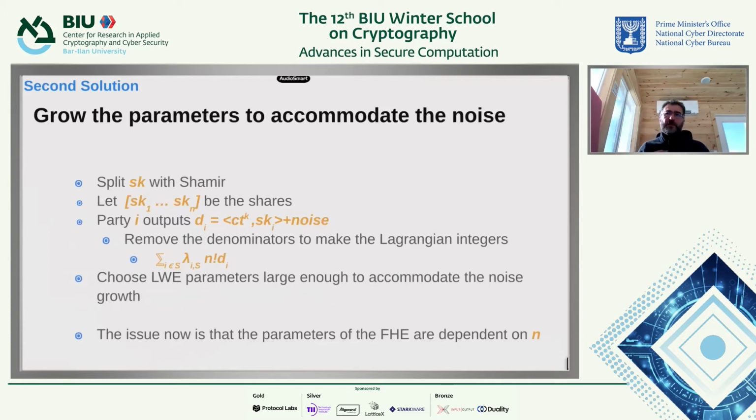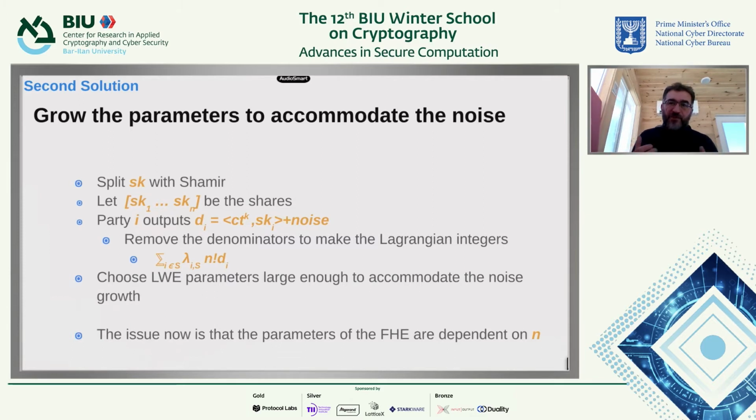The other option is very similar to the factorial trick that Shoup did for threshold RSA, where we are going to use Shamir. The first thing we do is remove the denominators with the usual trick of multiplying by n factorial, and then we just choose our parameters so that we can accommodate this noise growth.